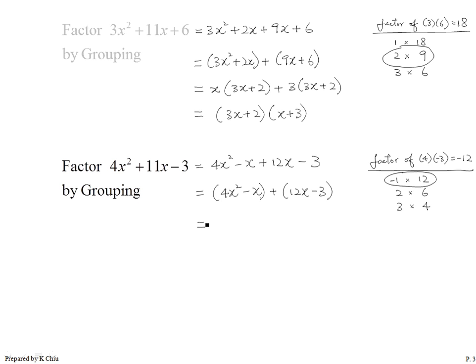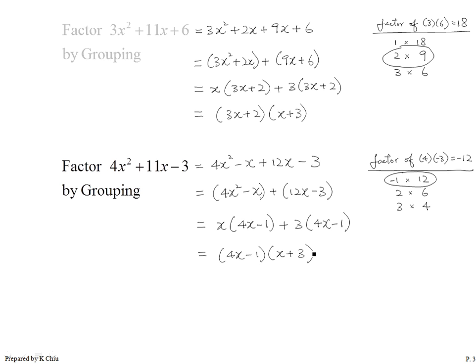From the first group, x is the common factor. Factor the x, I have x times 4x minus 1 plus, from the second group, 3 is in common. So I factor out the 3, so I have 4x minus 1. So that would give you 4x minus 1 times x plus 3. So far so good, right?